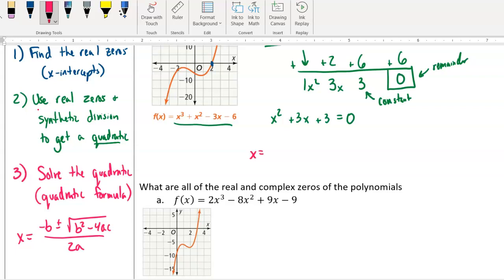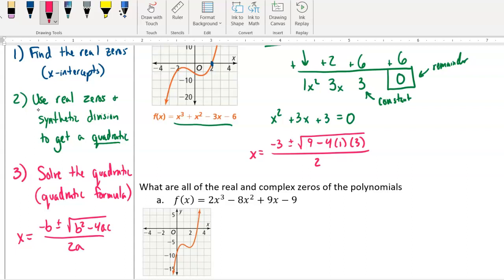So I would have x equals the opposite of b, so negative 3, plus or minus the square root of b squared, so 3 squared is 9. Sorry, can't talk and write at the same time apparently. So 3 squared is 9. Then minus 4 times a, which is 1, times c, which is 3. And all of that's divided by 2a, and 2 times 1 would just be 2.